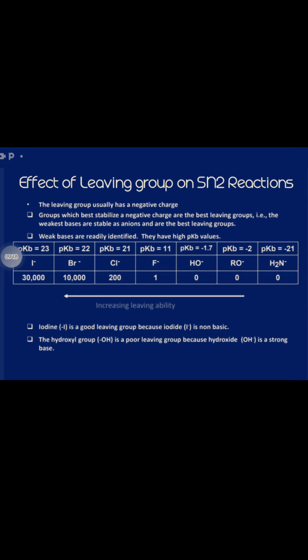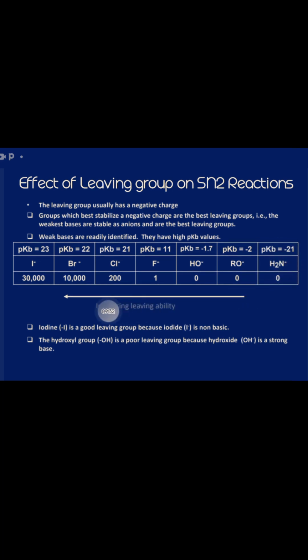If the pKb value is greater, a substance having a larger pKb value is the best leaving group. Okay, this is the point. A substance that has a larger pKb value is a best leaving group, and a substance that has the least pKb value can be not a good leaving group, a bad leaving group, you can say that.